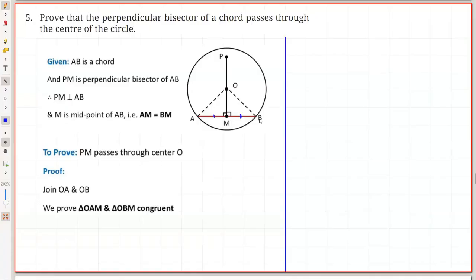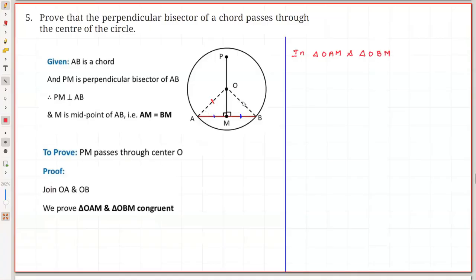I have to prove it. Okay, first of all, let us prove these two triangles are congruent. First we are just choosing a triangle. In triangle OAM and triangle OBM, okay, so this is radius.